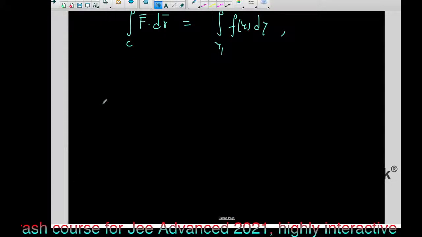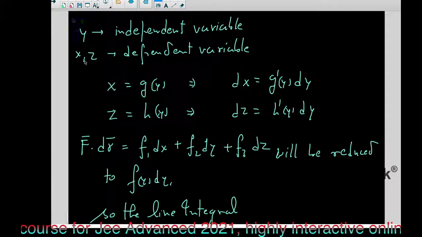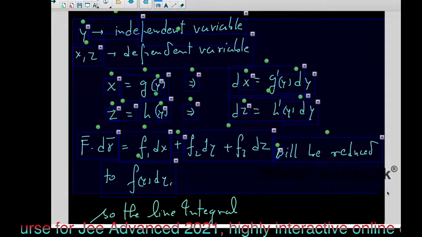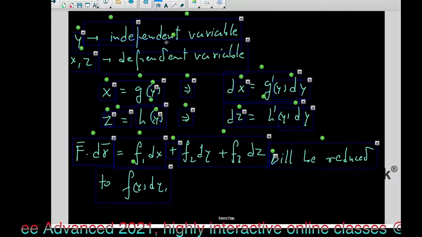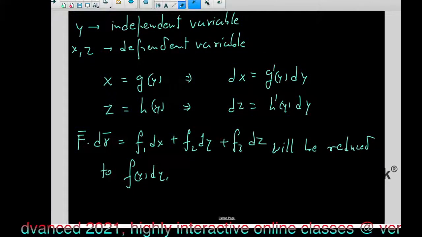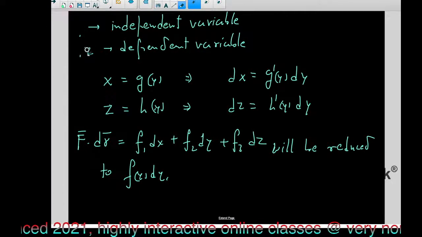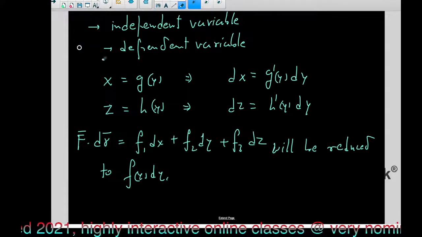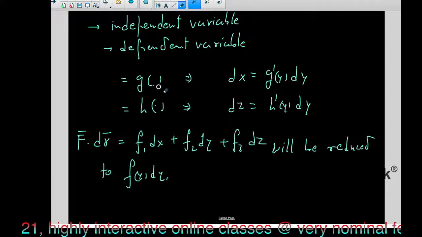The same process applies once again. Let me change it over here. As y was the independent variable there, now we consider z as the independent variable. That means you consider any one of the variables as independent, and the rest of the two variables you consider as dependent. So let's see.